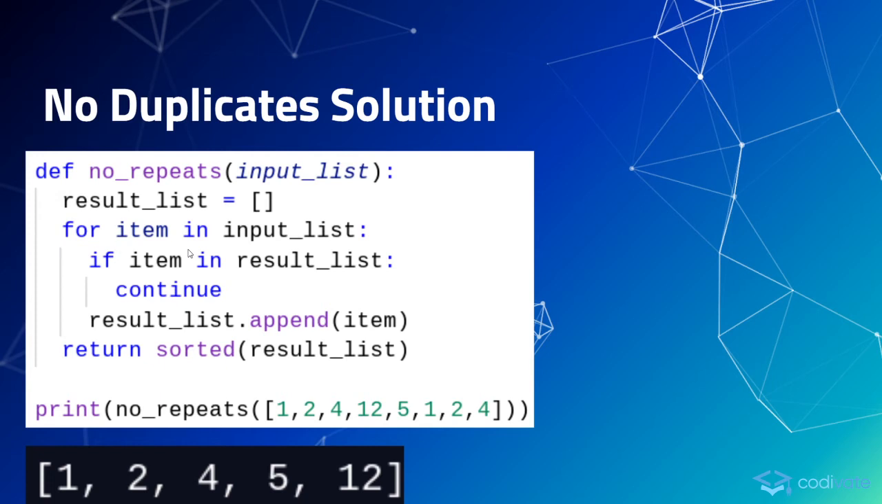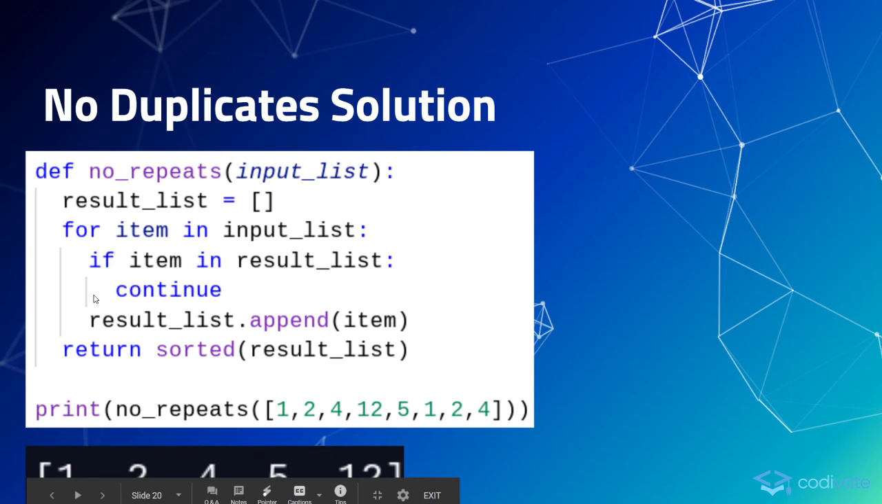So let's say we had an item 1. The first time around, it's not in the list because the list is empty. So we don't continue, and we actually append it. We append the current item to the result list, so it now has 1. But the next time we go around and we see a 1, the item is in the result list, so we continue, which means we skip this part, and then just move on to the next number, which is 2.